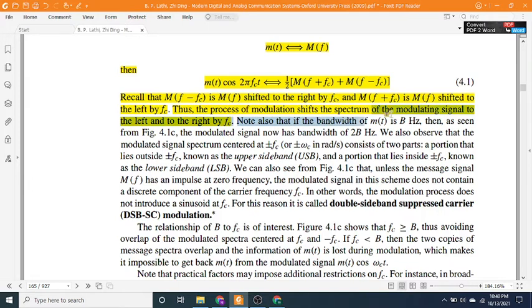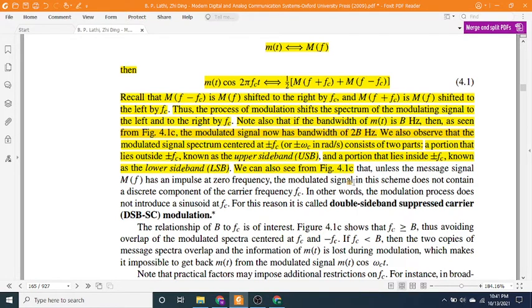Note also that if the bandwidth of m(t) is B Hz, then, as seen from Fig. 4.1c, the modulated signal now has a bandwidth of 2B Hz. We also observe that the modulated signal spectrum centered at plus or minus fc, or plus or minus ωc in radians per second, consists of two parts: a portion that lies outside plus or minus fc, known as the upper sideband, USB, and a portion that lies inside plus or minus fc, known as the lower sideband, LSB.